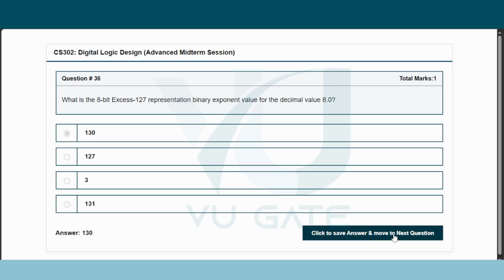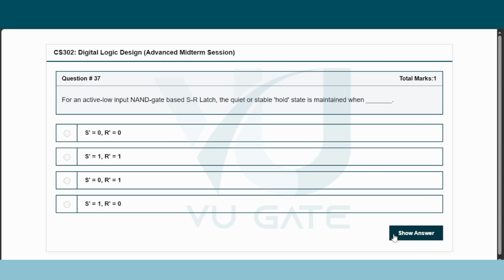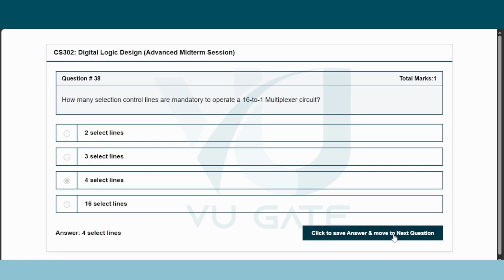Now for question 37. For an active low-input NAND gate-based SR latch, the quiet or stable hold state is maintained when blank. The correct answer is S prime equals 1, R prime equals 1. Here is question 38. How many selection control lines are mandatory to operate a 16:1 multiplexer circuit? The correct answer is 4 select lines.